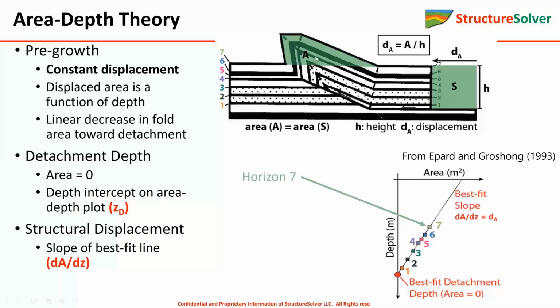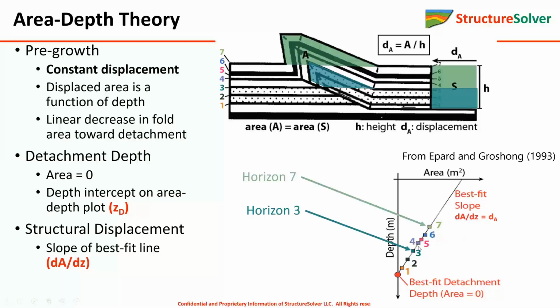That's what's shown here. So for our first horizon in green, that's horizon 7, that plots right up there. So this is the largest fold area in that particular model. And then as we go through, we're just measuring these fold areas, and the observation is that for pre-growth horizons, and this is where the constant displacement assumption comes in, they should all have that same amount of displacement. But because what we see is that those fold areas decrease with depth towards the underlying fault, we end up with this linear relationship defined by our constant area assumption.